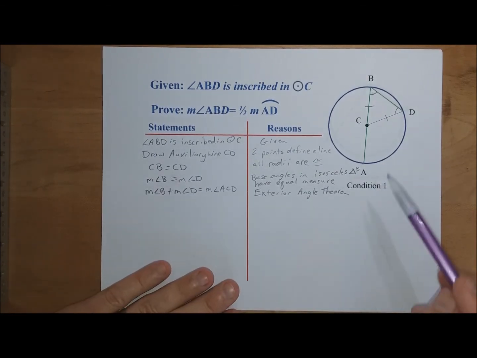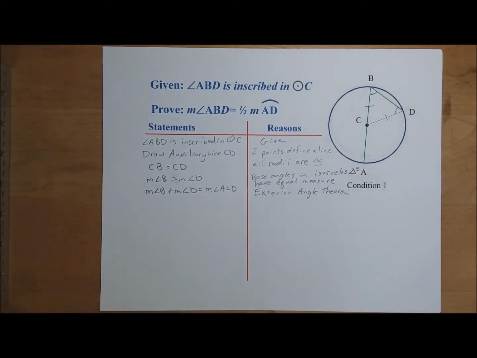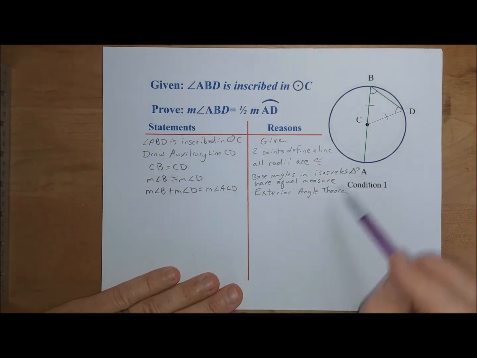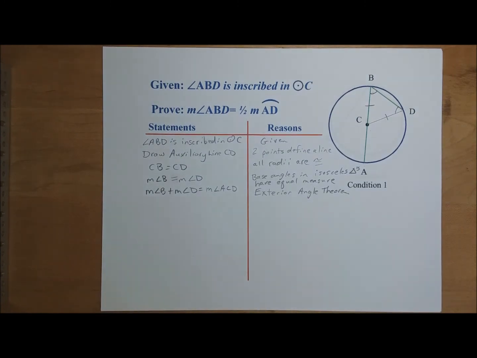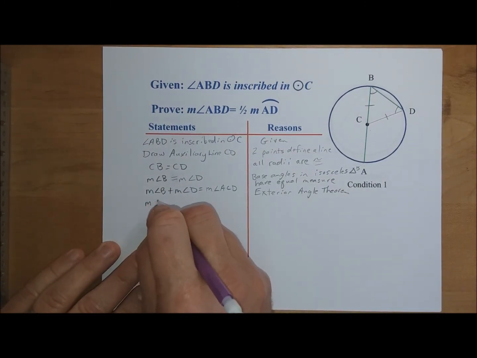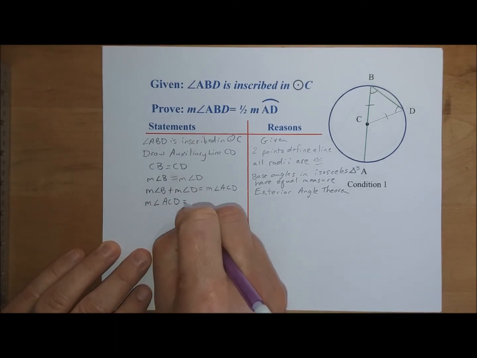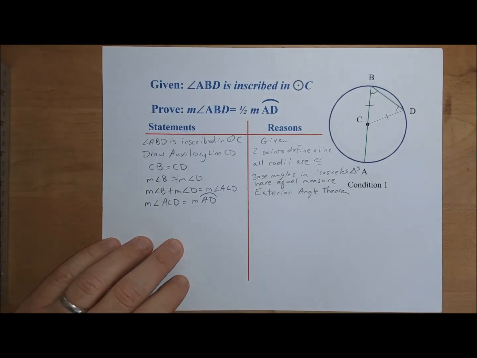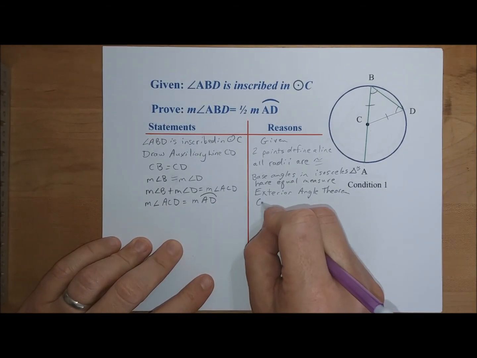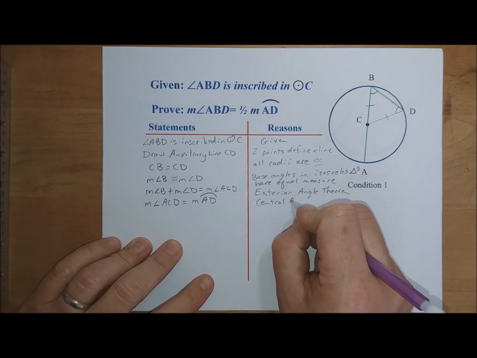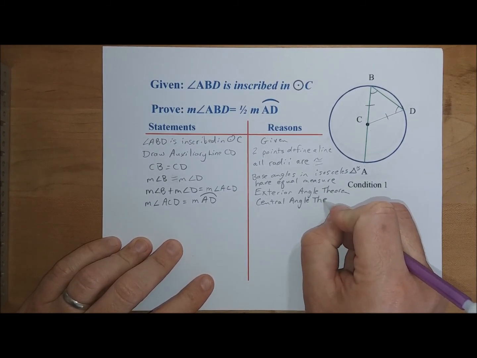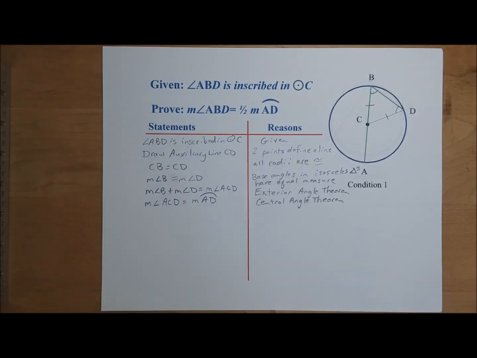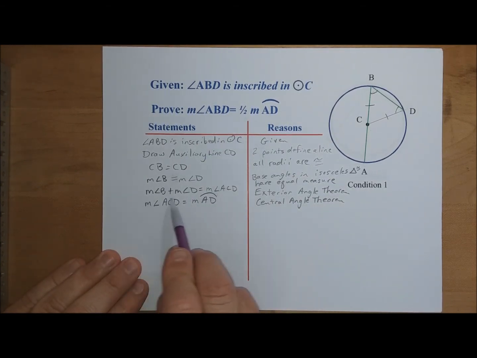Now the significance of that is that angle ACD is a central angle that intercepts this arc that we're interested in. So could I say that the measure of angle ACD equals the measure of arc AD, this arc? And the reason is, well, that's our central angle theorem, right? Or you could say central angles have the same measure as the arcs they intercept. Okay, good. I'm going to go ahead and rewrite this statement here that I made.